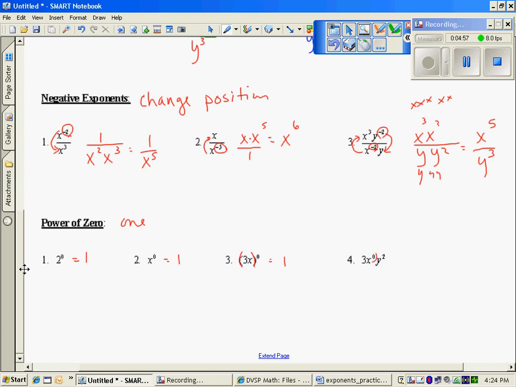And in the last case, only the x has the power of 0, so the 3 stays. X to the power of 0 turns to a 1, and y squared. So this reduces to 3y squared.